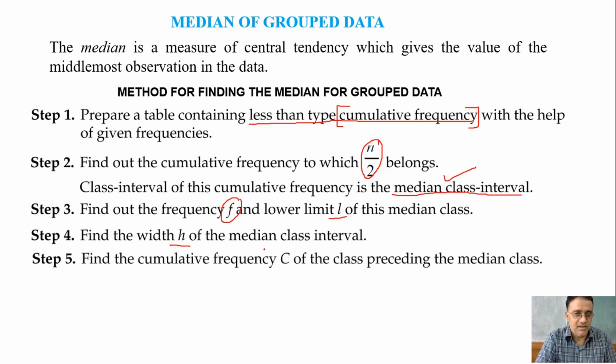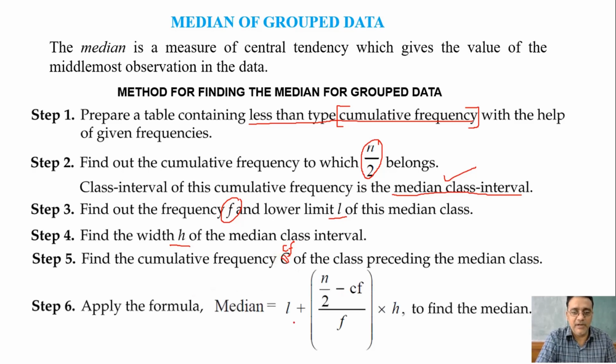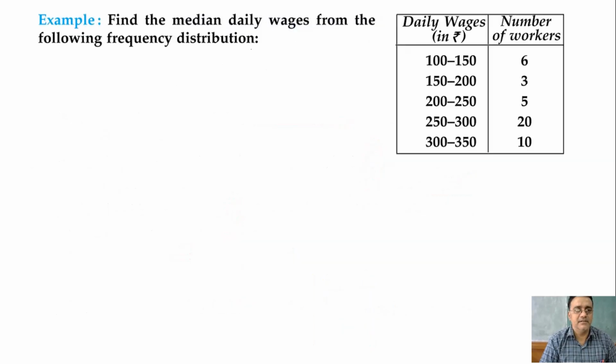Find the cumulative frequency of the class preceding the median class. इसको किसी बुक में C से denote किए हैं और किसी बुक में CF से. So we will use it as CF. Apply the formula: median is equal to L plus (n by 2 minus CF) upon F into H to find the median. So these are the steps to find the median. So let us see one example.